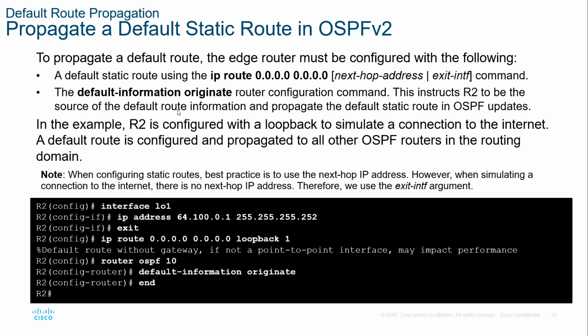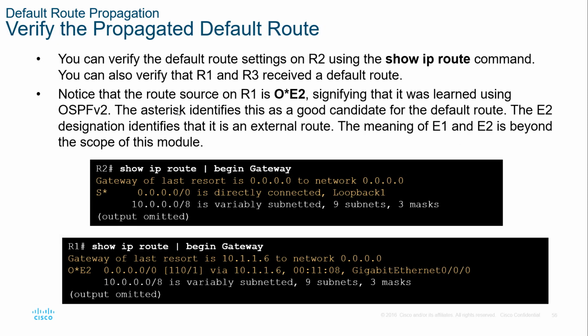And we have a lab doing this. So how do we verify the propagation? You should see on R2 a static star. Star denotes a default route. S denotes a static route. Here we have an OSPF learned E2. And this is just a clever way of saying that this is an OSPF learned static route that's a default route and how to send it. And this is sent to router 2.